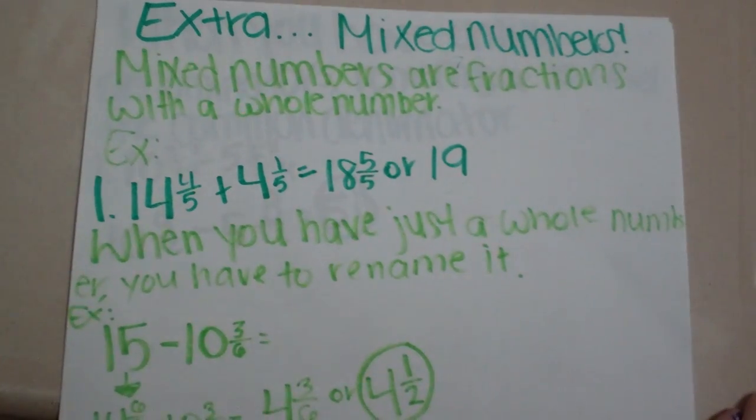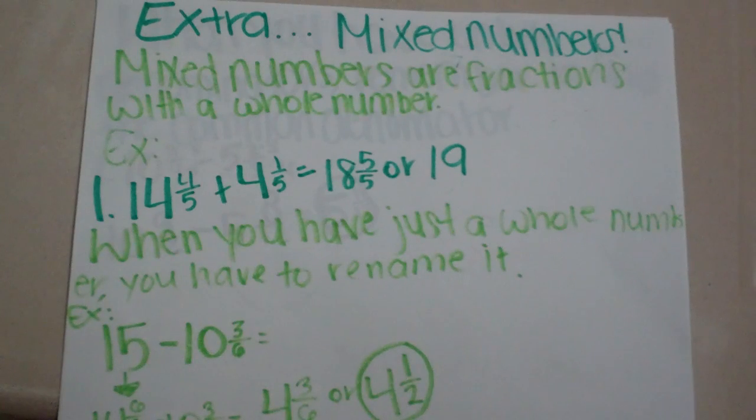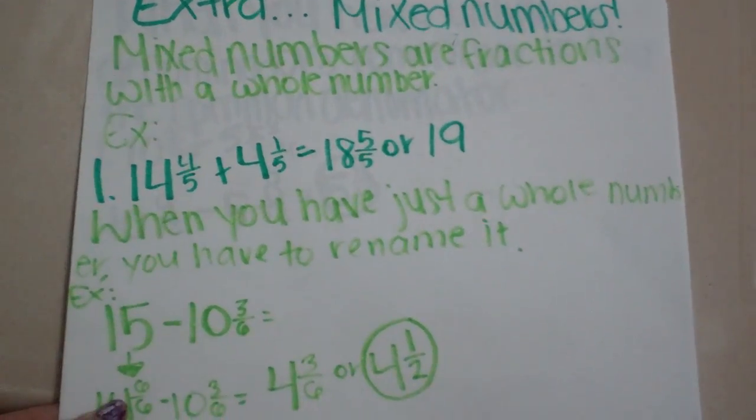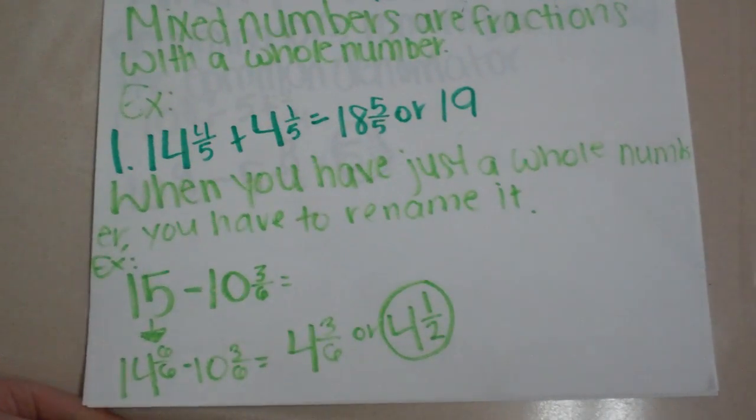Extra, mixed numbers. Mixed numbers are fractions with a whole number. Example number 1, 14 and 4/5 plus 4 and 1/5 equals 18 and 5/5 or 19. When you have just a whole number, you have to rename it.